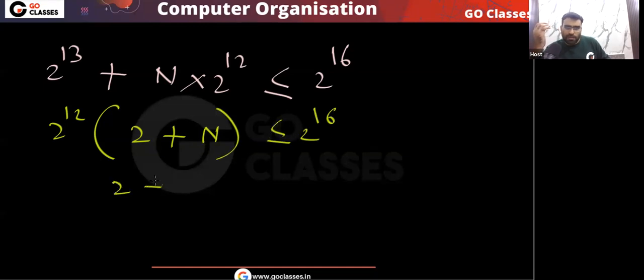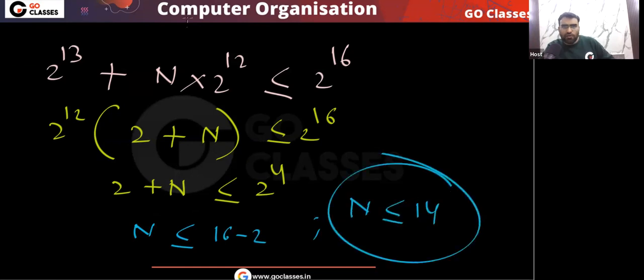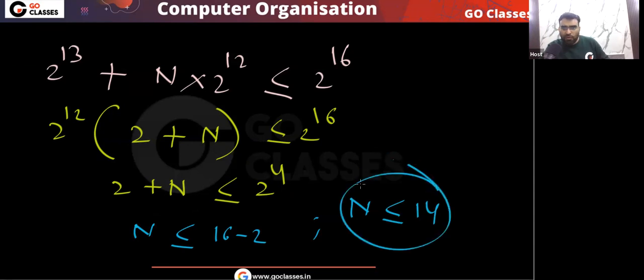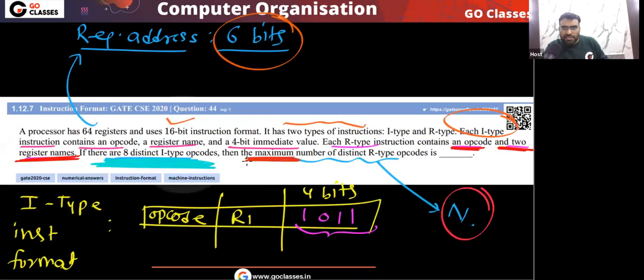So from here, what will happen? 2 plus n, that is less than equal to 2 power 4. Okay, you can divide, right? So finally, I can say that n is less than equal to 16 minus 2. N is less than equal to 14. So what is the maximum value of n? That will be 14, right? The question is already asking the maximum value of n, so for this question, the answer will be 14.